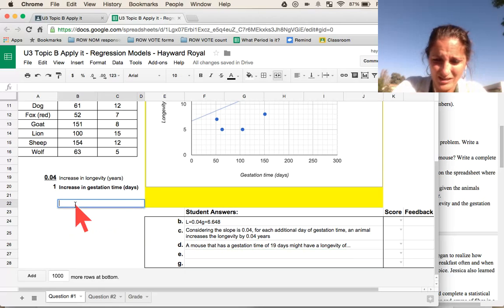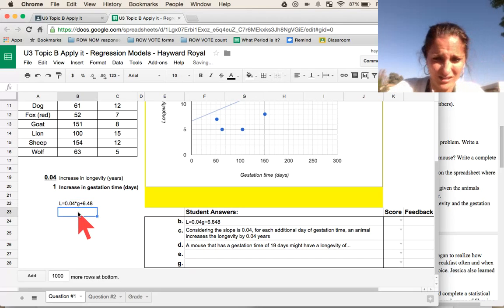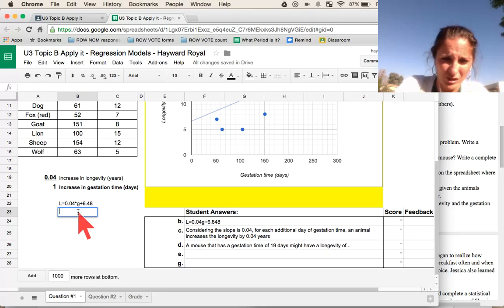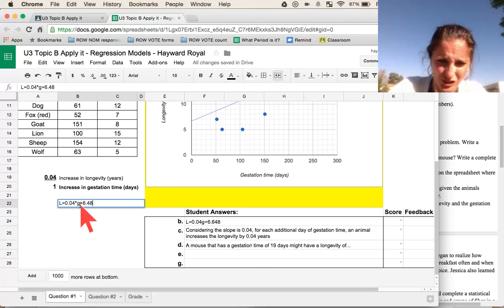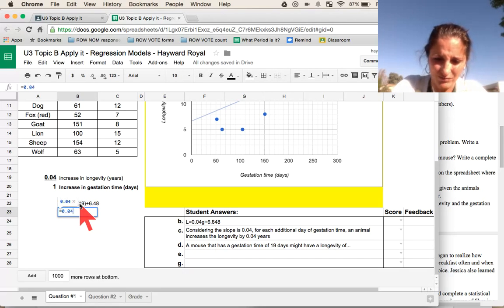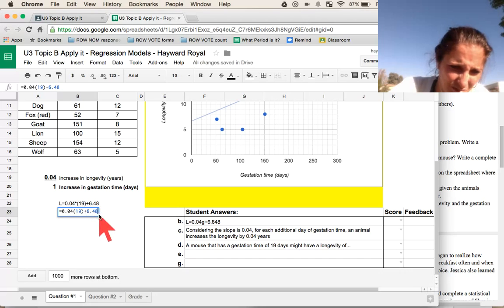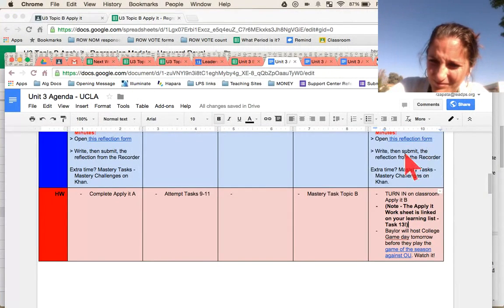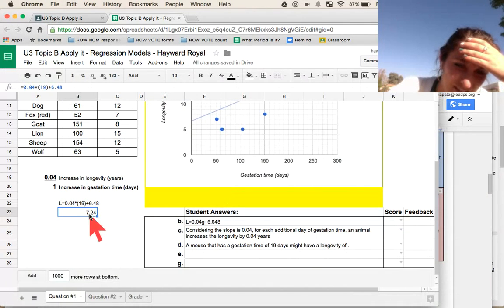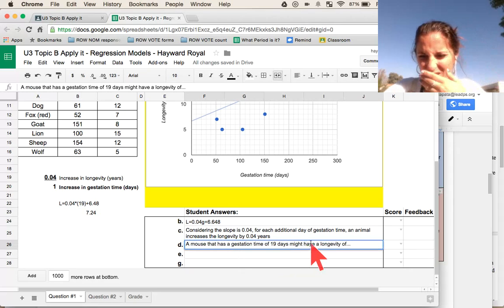So remember, longevity equals 0.04 times G plus 6.48. What I'm going to do is substitute in 19 for G. So 19 is going to go right here. You're going to use a calculator to do that. I don't have a calculator to show you, so I'm just going to do the math in here. 0.04 times 19 plus 6.48 equals 7.24. So a mouse that has a gestation time of 19 days might have a longevity of 7.24 years.